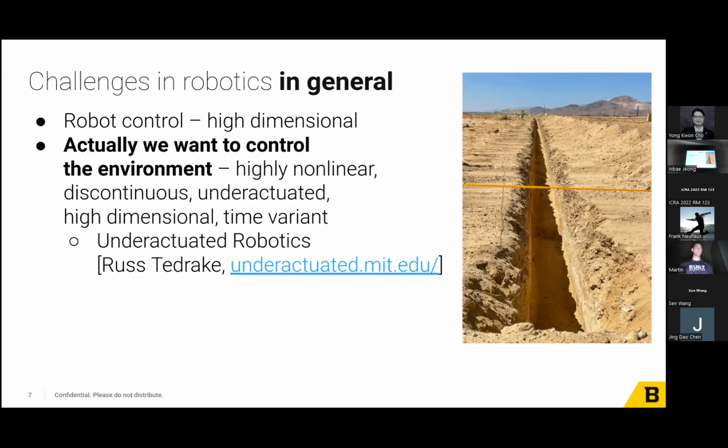So, and this has two aspects. So one is that it entangles the perception and the planning side of things because the environment is changing. The other part is that we deliberately want to change the environment. So we want to control it, but we are only controlling it indirectly. So not only do you need to control the robot, but you also need to control it in such a way, and then in turn, the robot controls the environment. There is more on this list. So it's highly nonlinear, discontinuous, underactuated, high dimensional, and time variant.